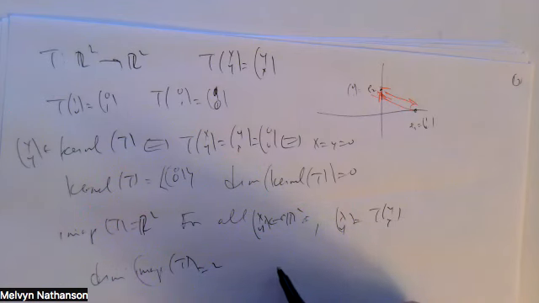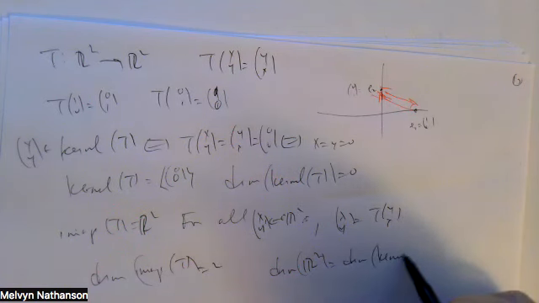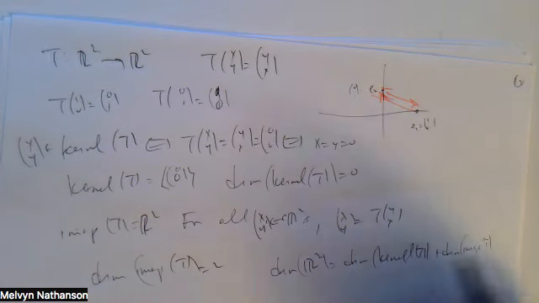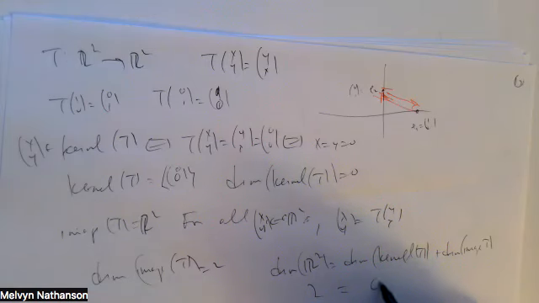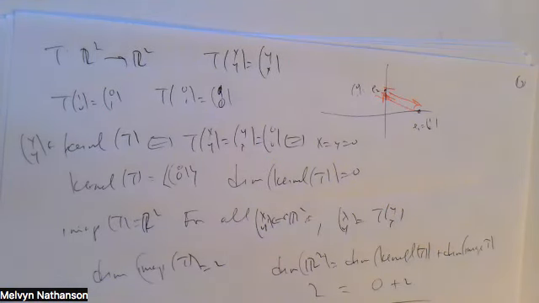So the dimension of the image of T is equal to 2. So the statement that the dimension of R2 is the dimension of the kernel plus the dimension of the image is just the statement 2 equals 0 plus 2. Okay, so that's a confirmation in this case.